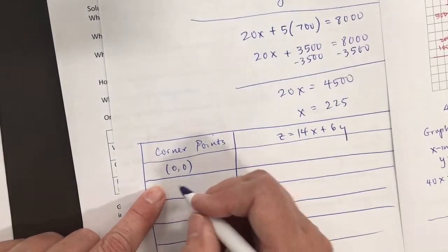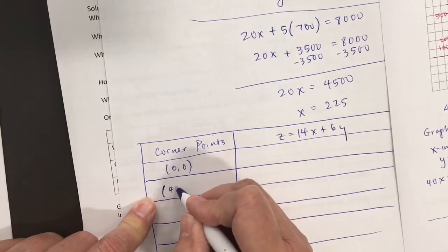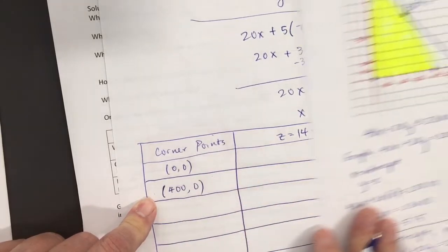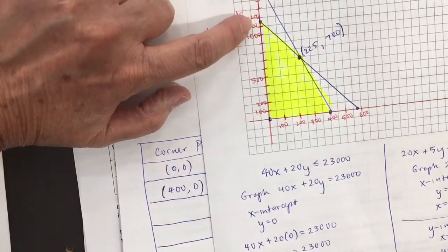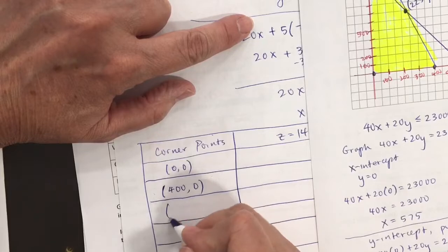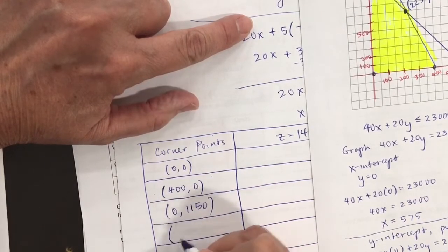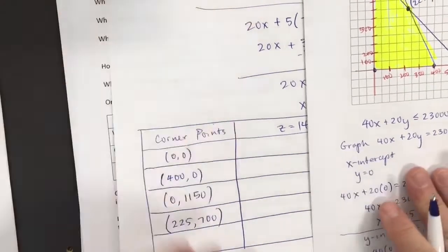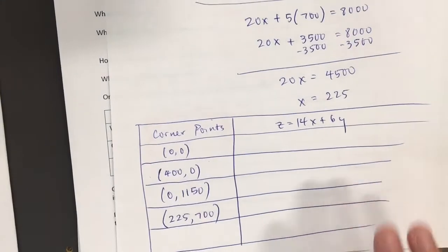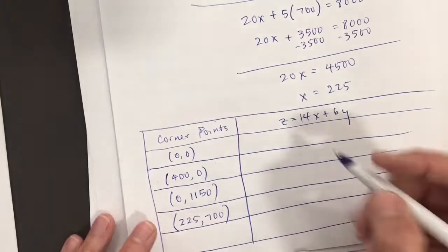I have 400, 0, right there. This one up here is 1,150 for y. So 0, 1,150. The last corner point, 225, 700. Plug those into the objective function and see which one gives you the maximum.